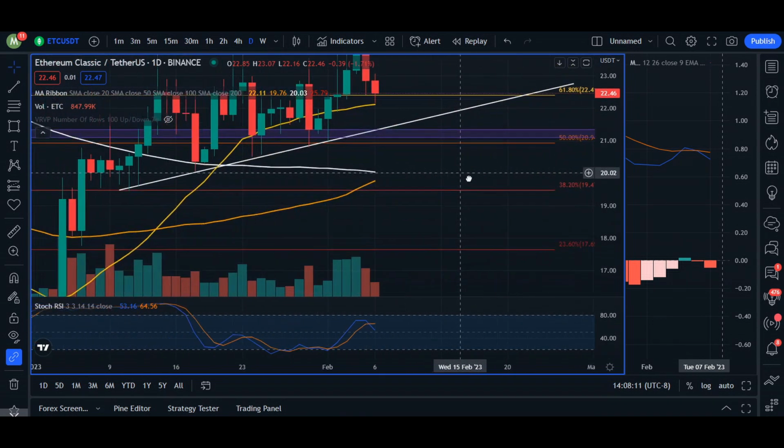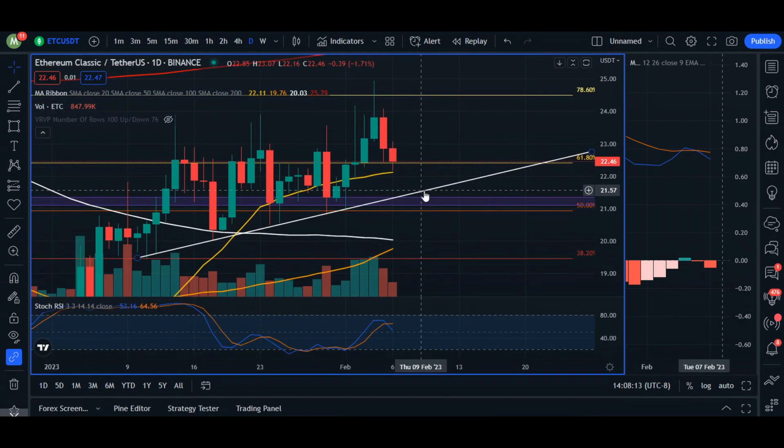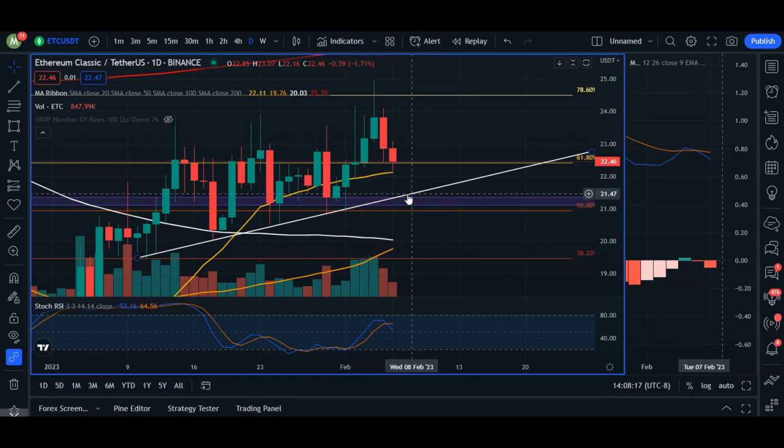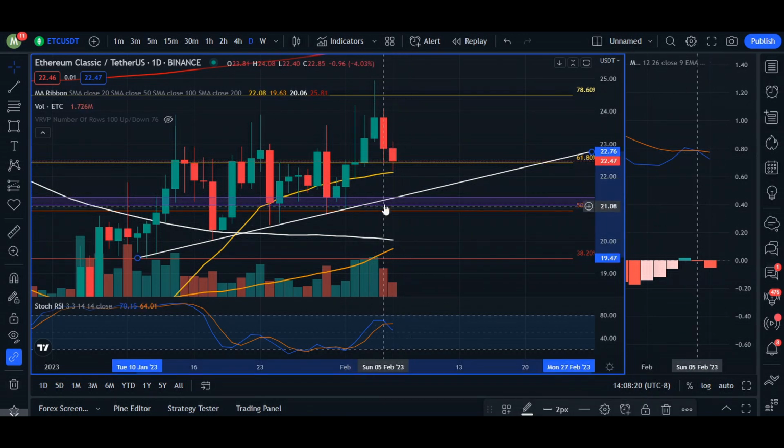Just be very, very cautious in the next couple of days or so. Bear in mind that the price is still going to come back down. It's just a matter of fact of us trying to hold on to the support of this trend line.